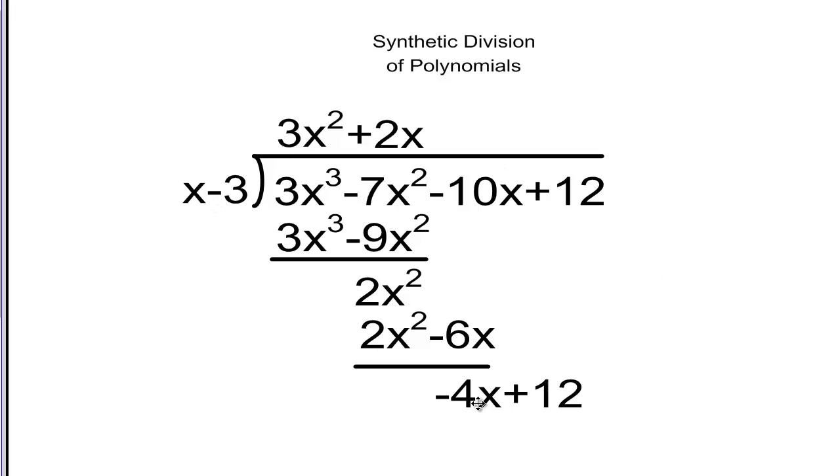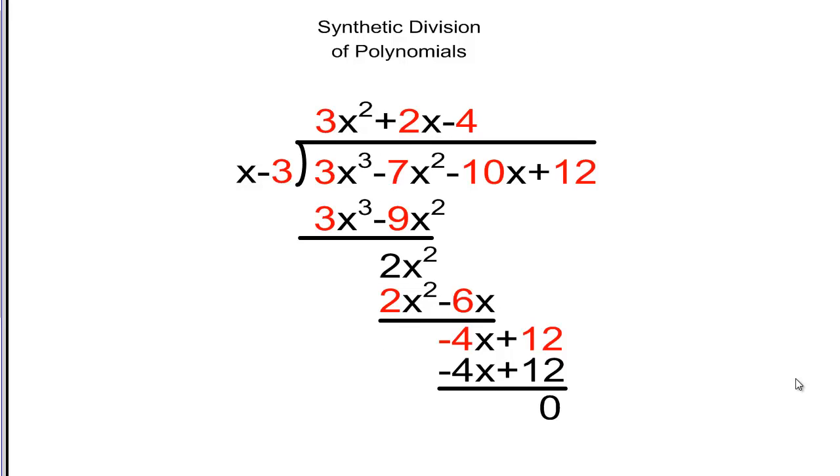And I say to myself, how many times does x go into negative 4x? And of course, the answer is negative 4. And then I do the multiplication, and I get negative 4x plus 12. And with this one, fortunately, when we do the subtraction, we're going to end up with a 0 remainder. Hooray.